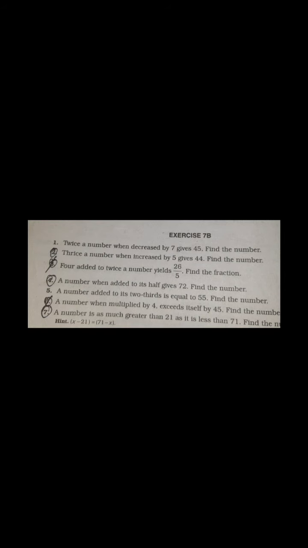So students, as you all can see, I have to start the new exercise, that is exercise 7b, and I have already finished the questions of exercise 7a, and you all have commented in the comment section, and I have explained all those questions.